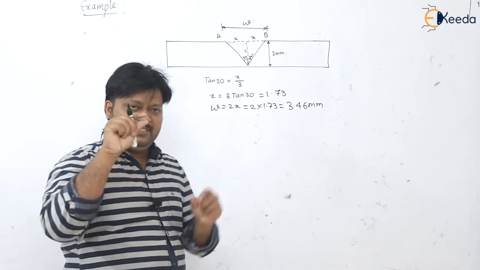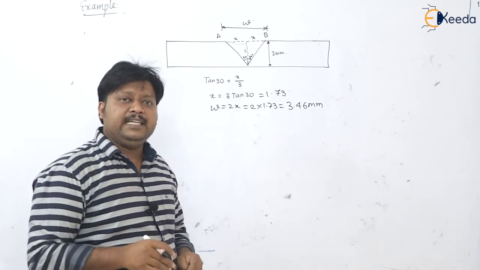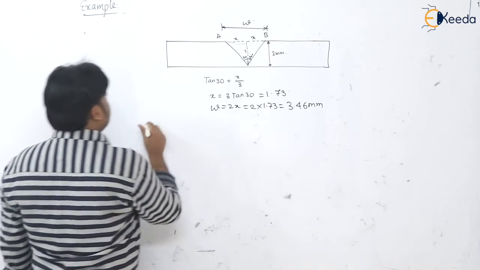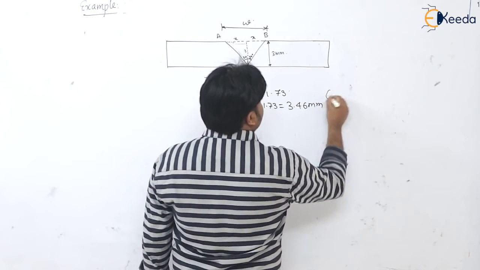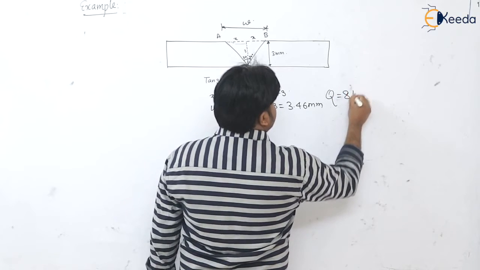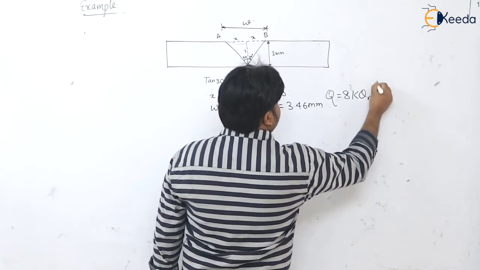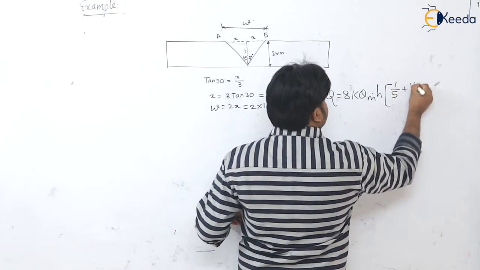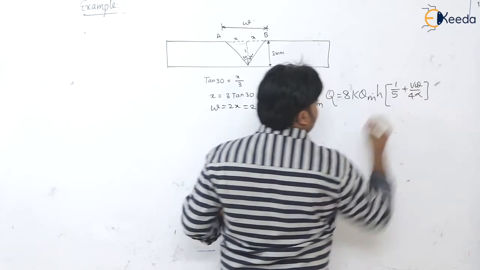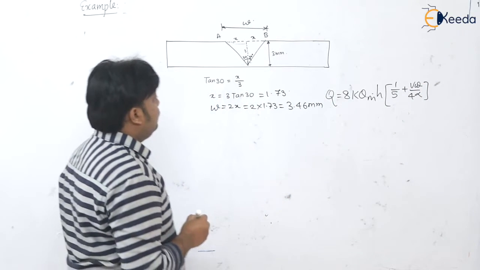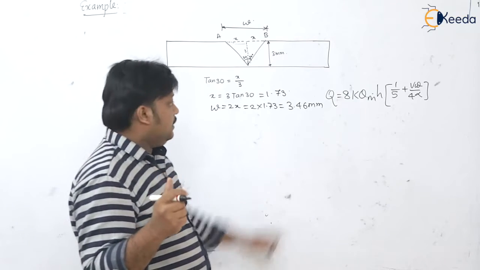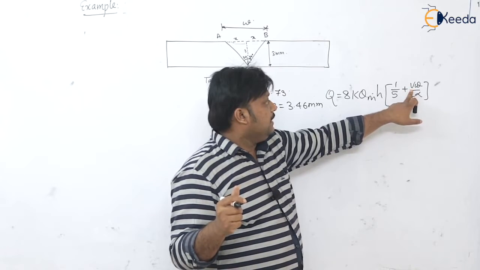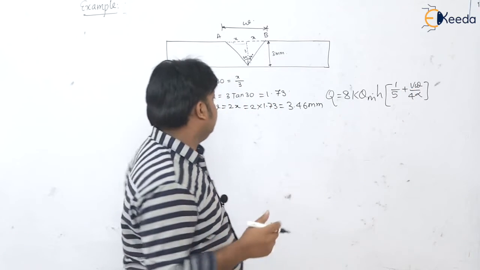Now this is a butt joint, very thin plate, so we are assuming it is a two-dimensional heat flow case, yes or no? For this, the formula we know is Q is equal to 8K theta m into H into bracket 1 upon 5 plus VW divided by 4 alpha, isn't it? So first of all what do we have to find out? We have to find Q, and then we have to find this velocity.